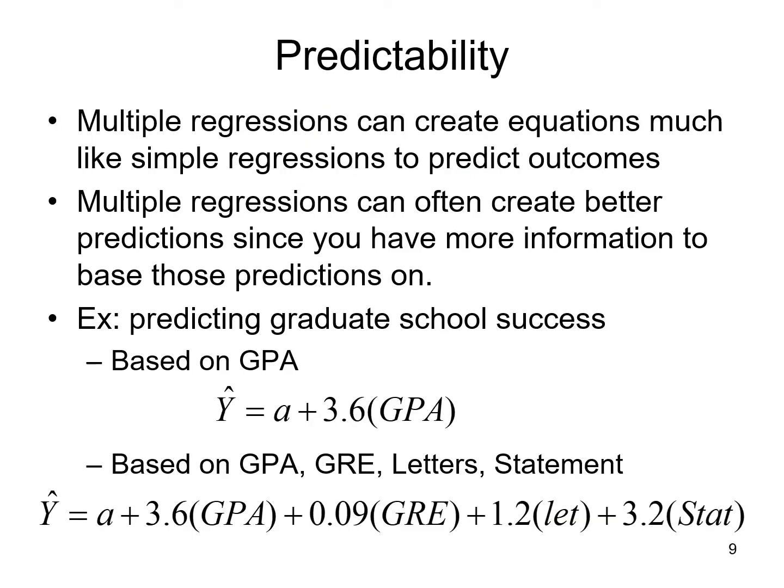So again, with predictability, multiple regression can make equations that predict a DV from more than one IV. Multiple regression can often create better predictions since you have more information, and it's usually more accurate. So if all I was trying to do to predict graduate school success was GPA, that's the only predictor I'd have. But if I had GPA, GRE, letters of recommendation, and statements, all of those together would probably add up and give me a better predictor of how someone would do in grad school.